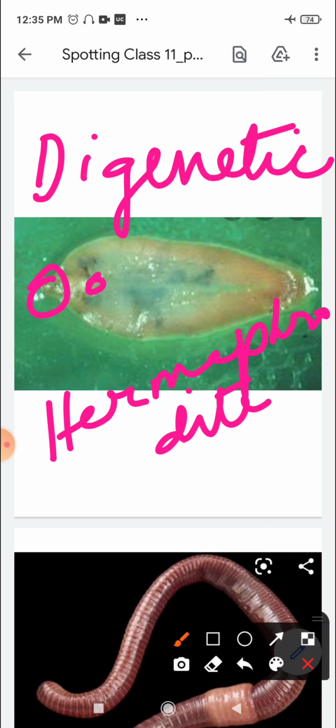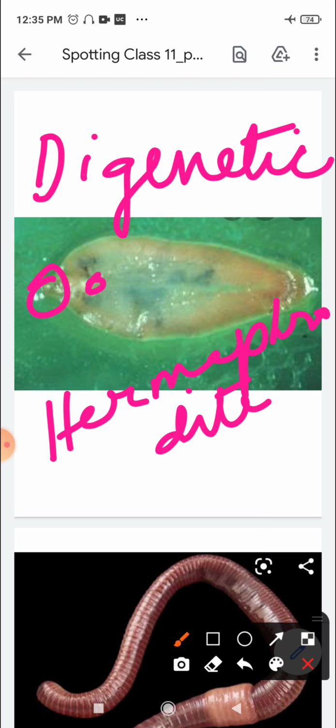If we talk about another species, that is Fasciola gigantica, right? Hepatica is liver fluke, and there is another one, gigantica, which is larger in size than the common liver fluke and is found in the liver of cattle.